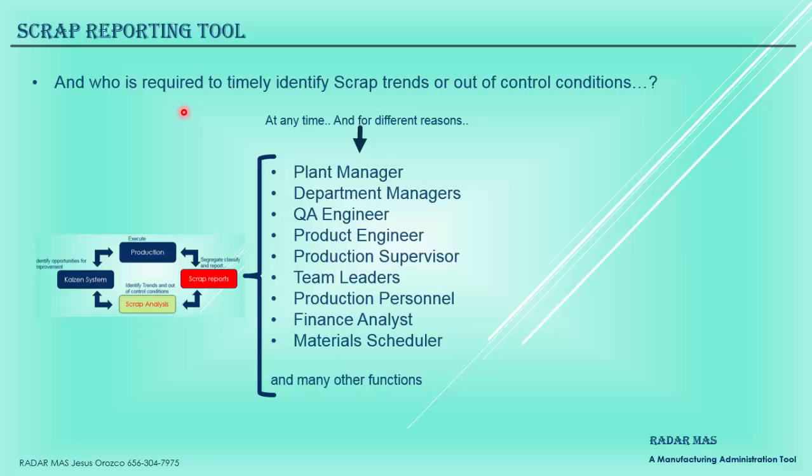And who is required to timely identify scrap trends and out of control conditions? Well, at any time and for many different reasons, our plant manager, department managers, our quality engineers, in case we need to update our control plans or FMEAs, our product engineer in case of a product change, our production supervisor in case we identify our scrap trends and start deploying corrective actions, and so on.